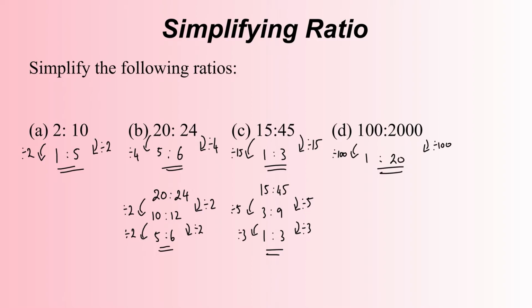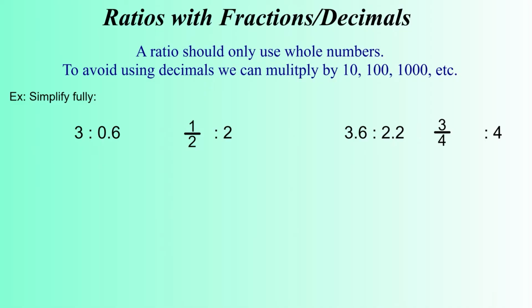So that's the kind of idea. If you're good at your times tables, you should find that quite straightforward. You're just identifying the common multiple within all the numbers in the ratio. And you can extend that to having a three number ratio as well. So let's look at how that works with decimals or fractions.